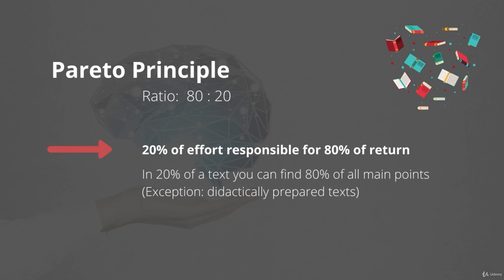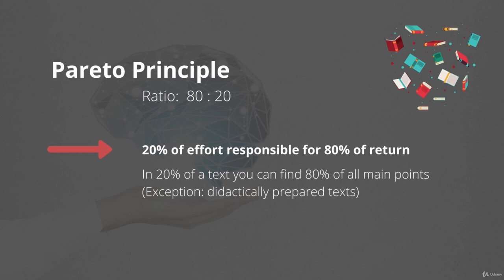The only exception to this rule are didactically prepared texts. Those texts are texts where the information is usually packed so densely that you don't need to skim them at all. In those cases, almost everything is important and not only 20%. But still, for all of the other texts, it's important to identify the 20% of the text that contain 80% of all of the main points.